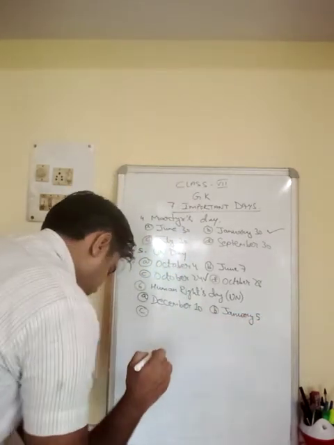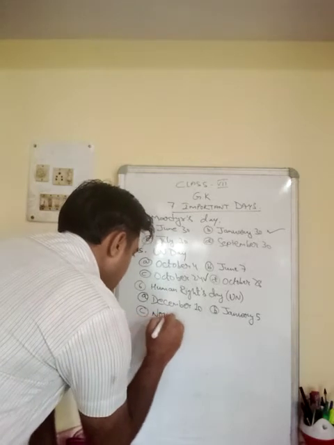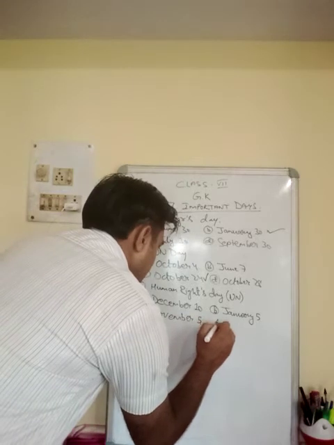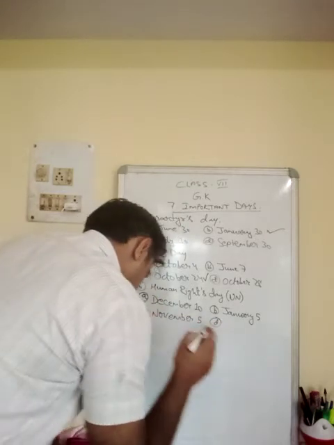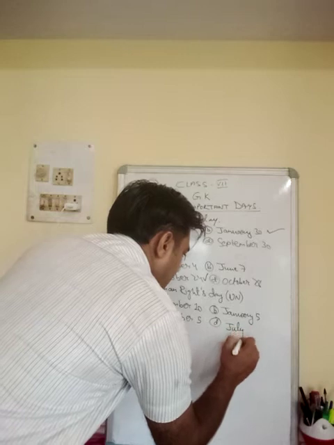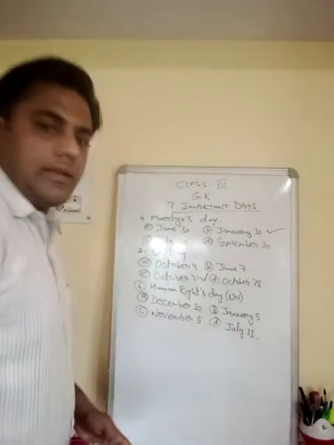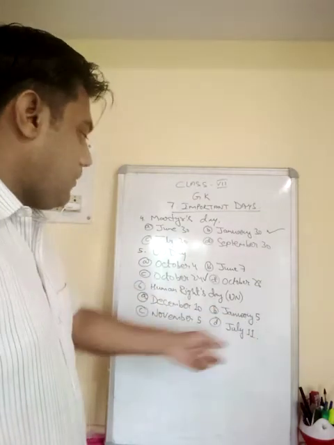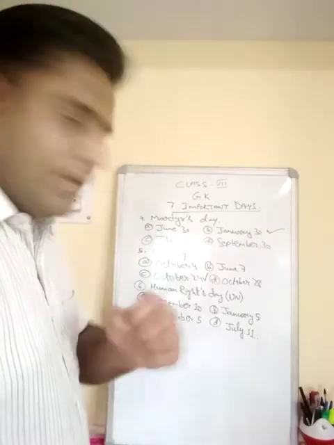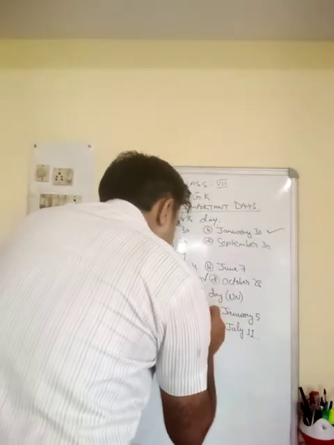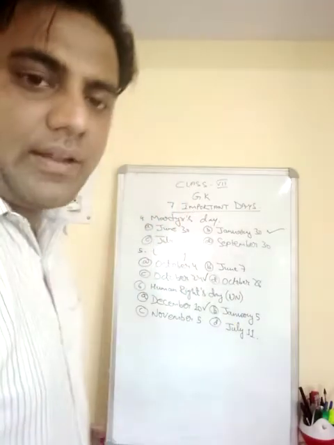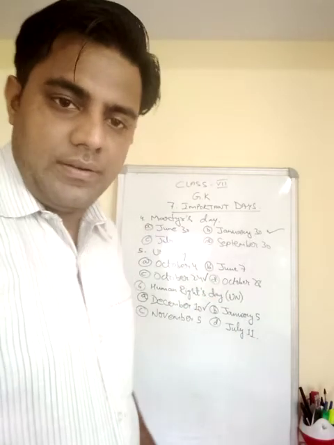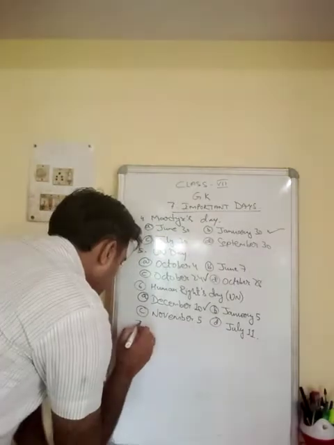Number C, November 5th. And number D, July 11th. So once again, I'll read your options to you. Your four options are December 10th, January 5th, November 5th, and July 11th. And if you think that the correct answer is December 10th, then you are absolutely right. It's December 10th. Moving on to the seventh one.